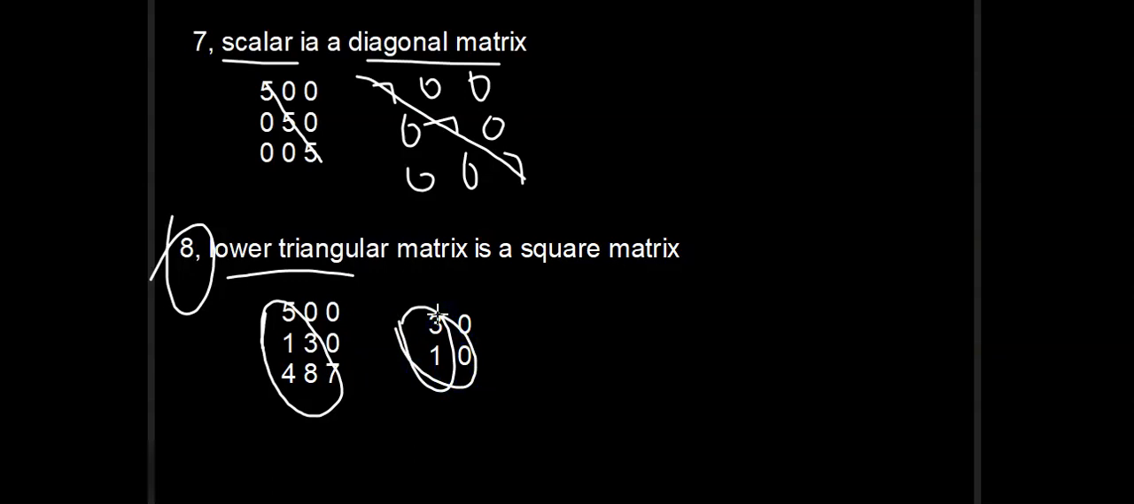Also, lower triangular matrices are square matrices. So it must be a square matrix to be a lower triangular matrix. There must be a number in the lower part to be a lower triangular matrix, and the upper side must be 0 all the time. The upper side must be 0 all the time. So now let's go to the next matrix.